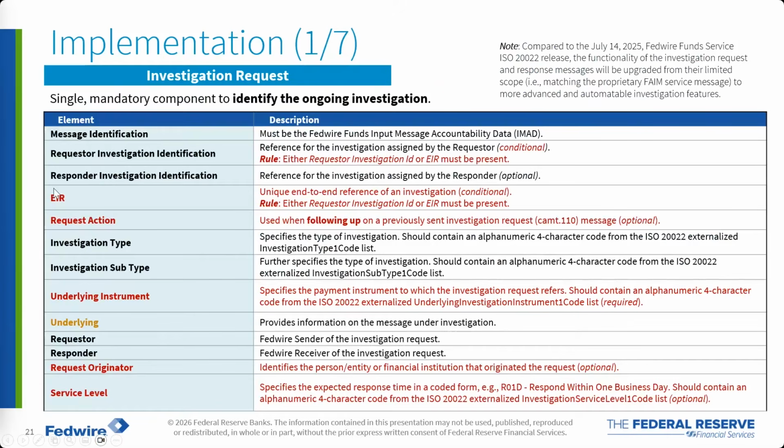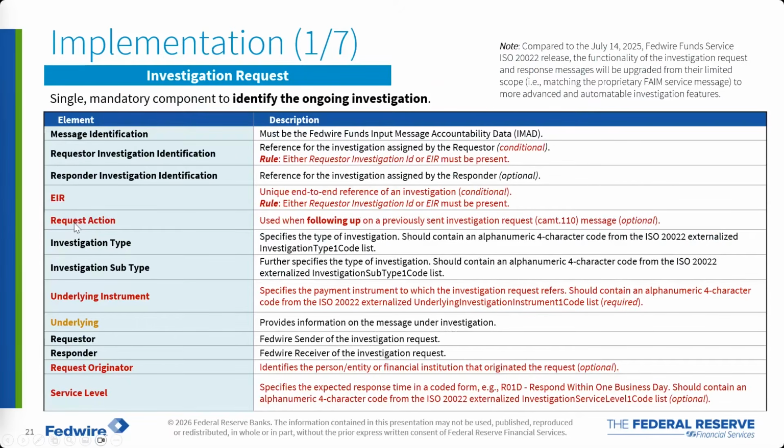Now, there is a new reference highlighted in red here, which is called the EIR, which is a unique end-to-end investigation reference. Now, there is a rule, as you can see in red, that when you send a CAMT 110 investigation request message, as of November 2026, you will have to provide either a requester investigation reference or the EIR. Both may be present, but we will be looking from a validation point of view for at least one of these references. So that's new, and that's aligning with the international standard and internationally defined practice.